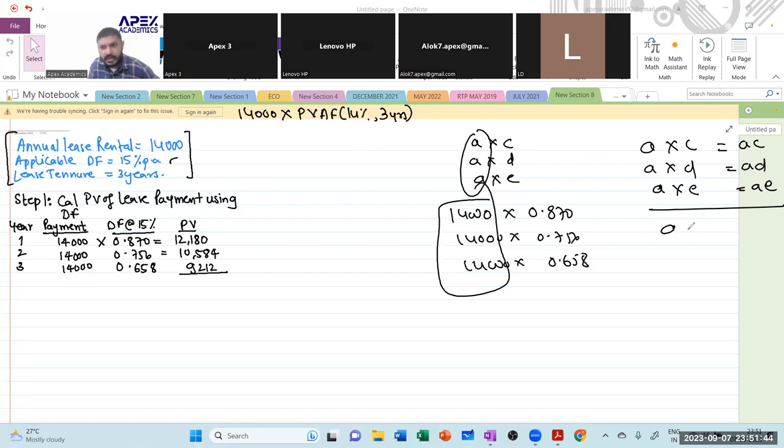What is the total of this? AC plus AD plus AE. My dear friends, this can also be written as A into bracket C plus D plus E. So technically, if you take the total of these three and multiply it just by A, you will get the same answer.